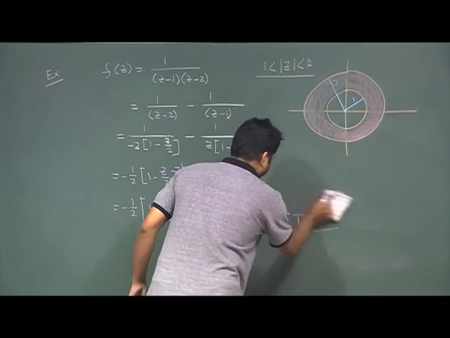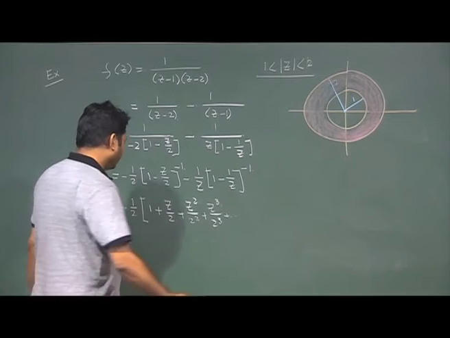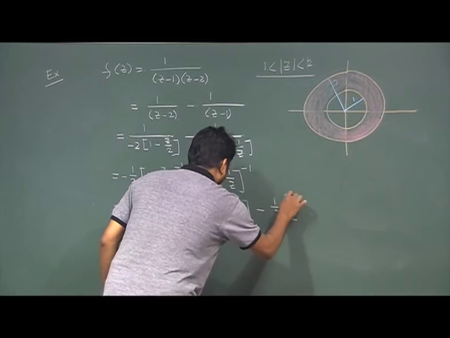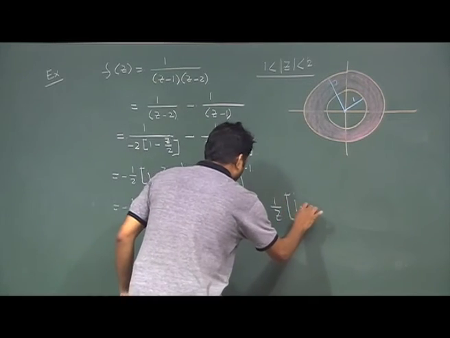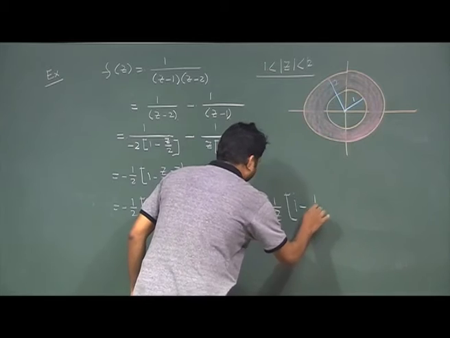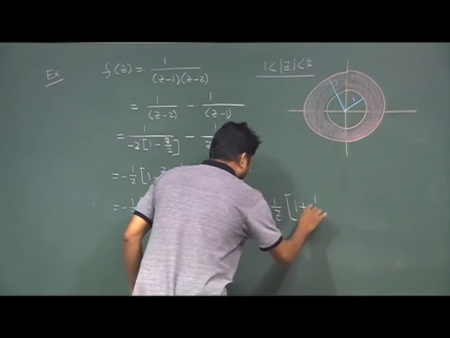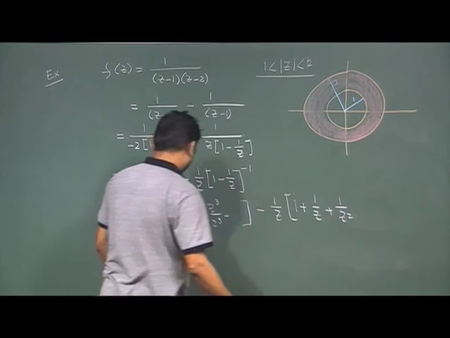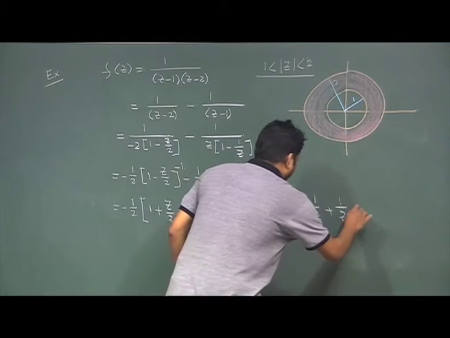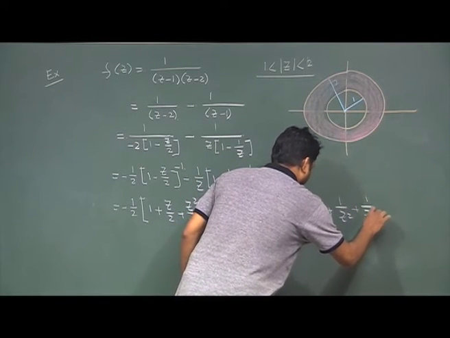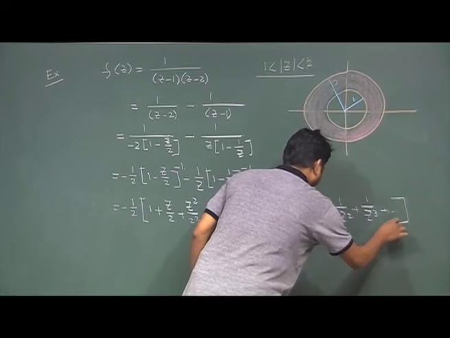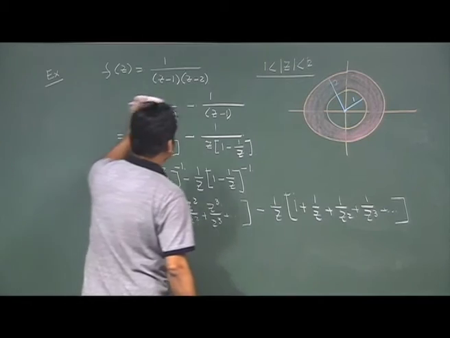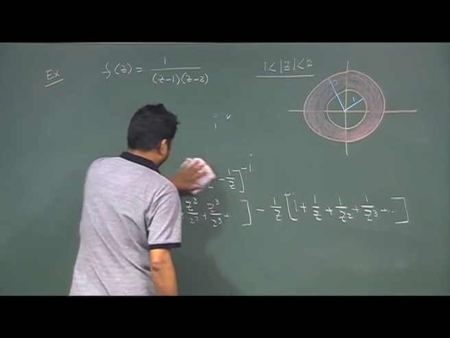Let me erase this. I believe you understand what I am trying to do. Minus 1 by z, this is 1 minus, so this is plus 1 by z plus 1 by z square plus 1 by z cube and so on. Now, I can rearrange these things slightly so that it looks good. So, let me erase this.